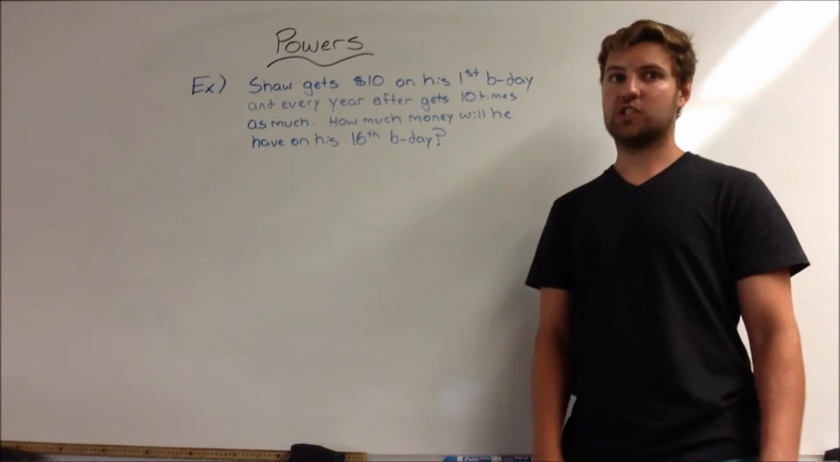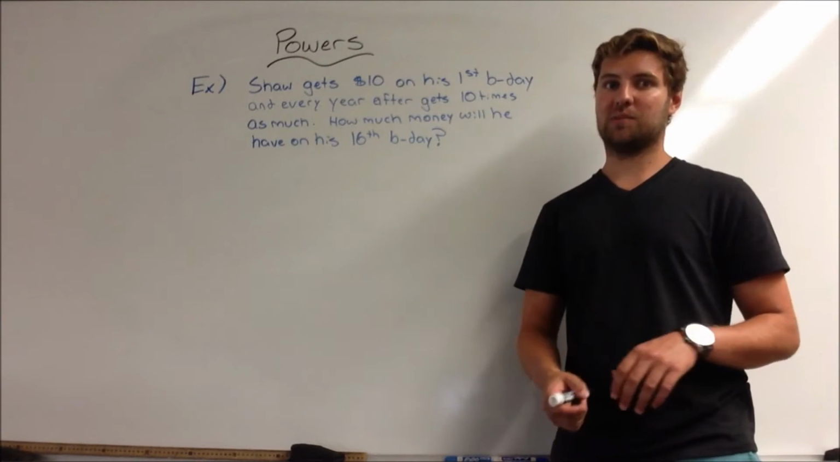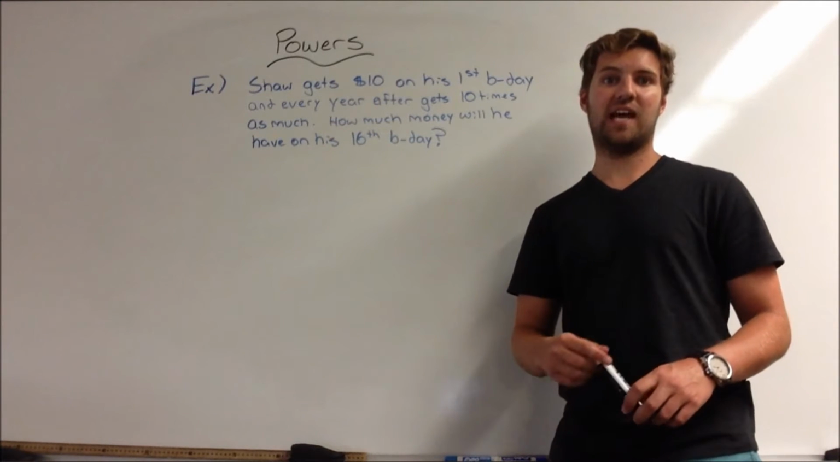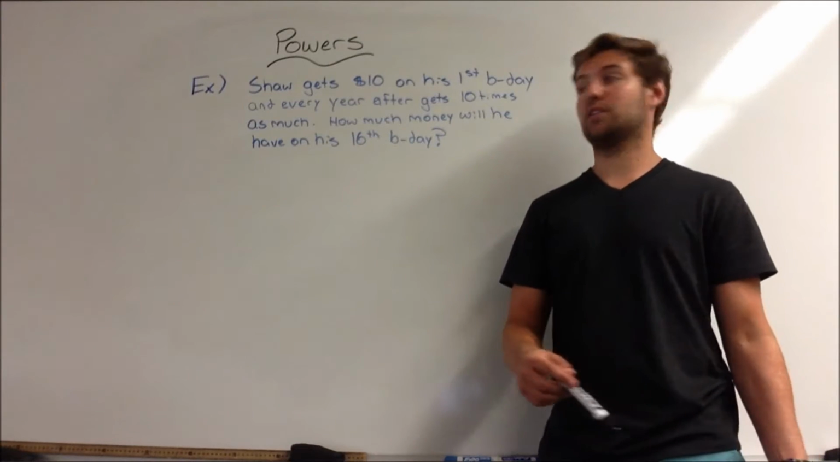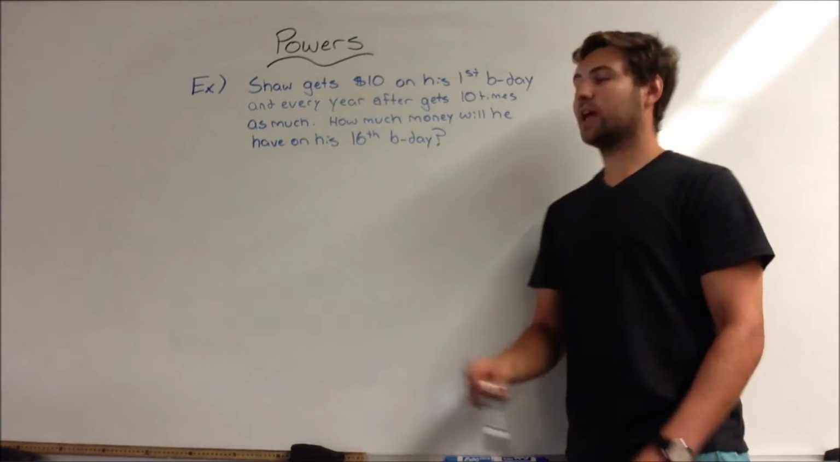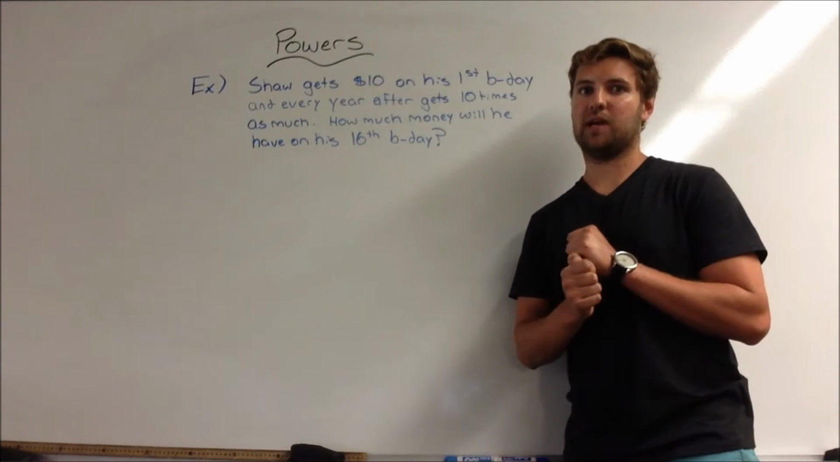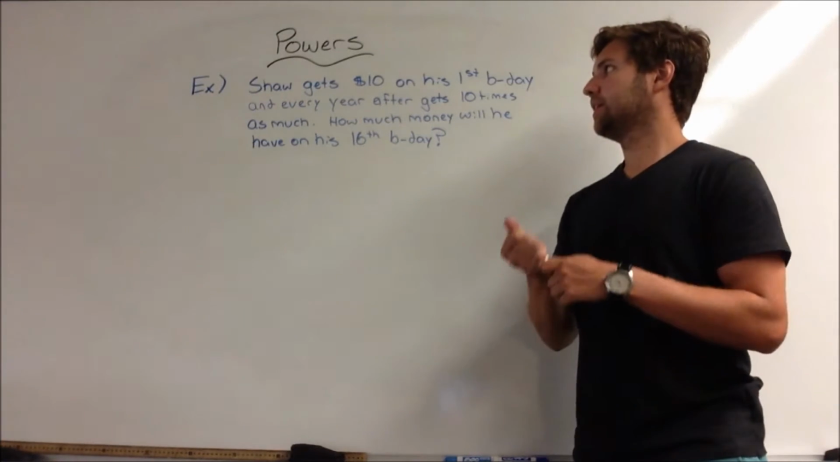So in this example, Shaw gets $10 on his first birthday. Lucky him. Even better, every year after that he gets 10 times the amount he got in the previous year. And we would like to know how much money he gets on his 16th birthday. It's going to be a ridiculous amount, but that's okay.